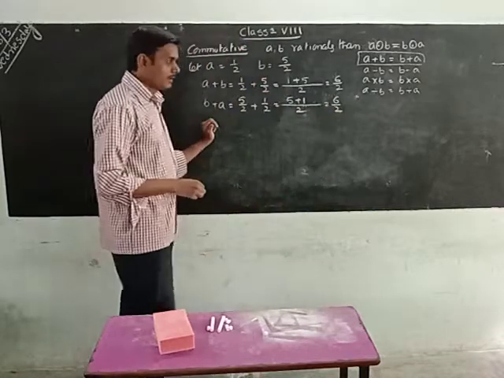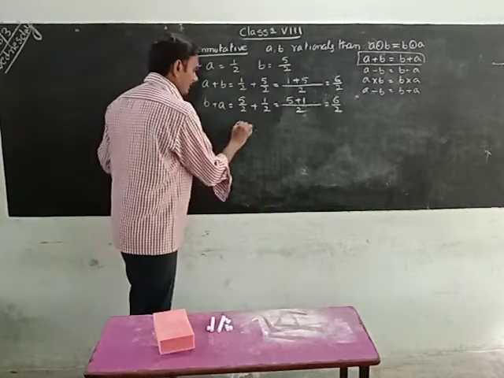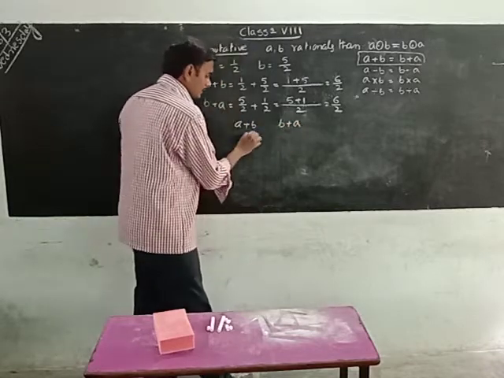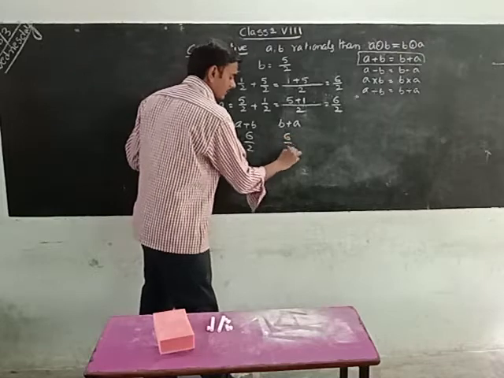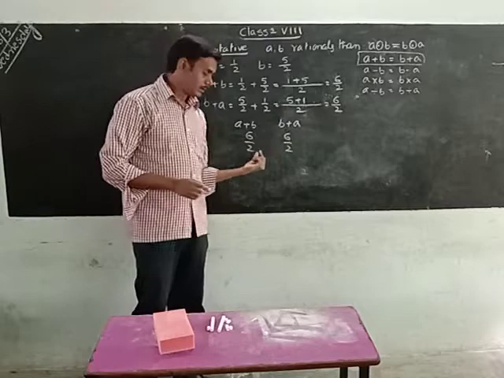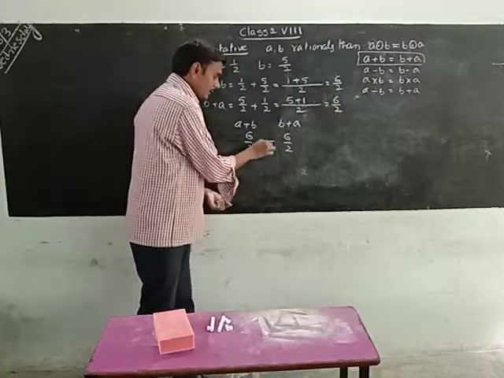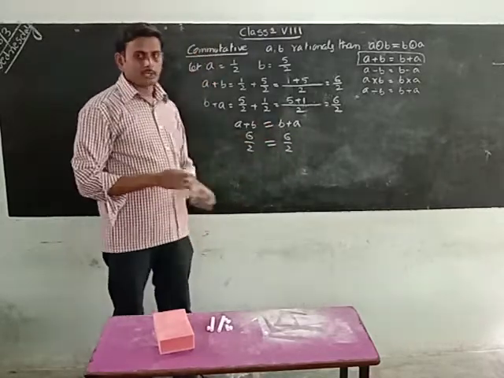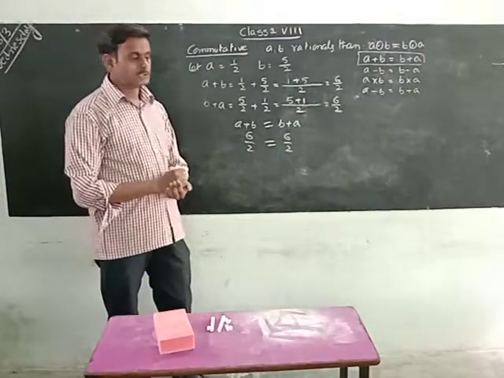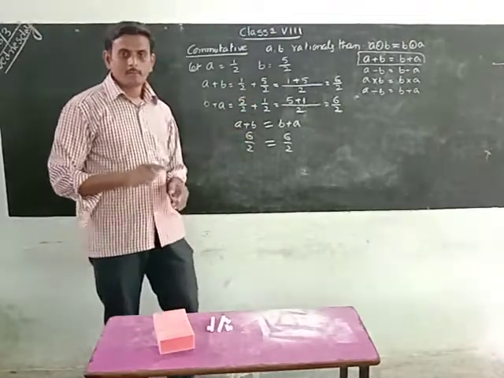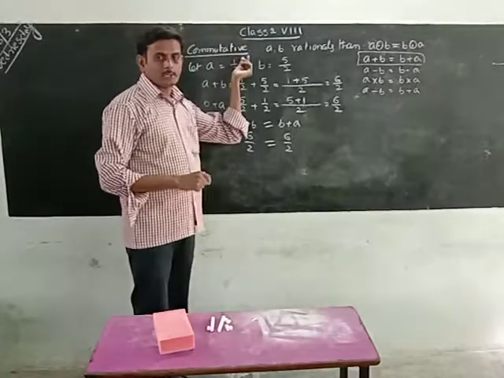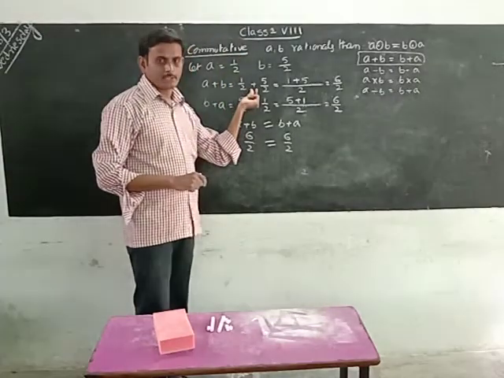If you observe here, the a plus b solution and the b plus a solution, what are the both solutions? 6 by 2, 6 by 2. Both have the same numerator and the same denominator, so these are equal. Whenever we get equal, we can say the commutative property will follow for rational numbers by using the plus operator.